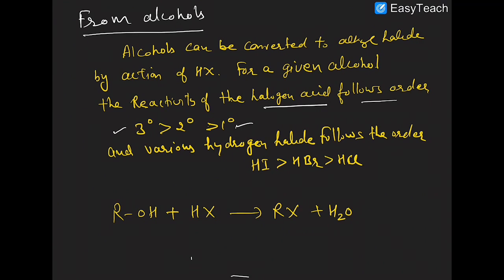Now what happens in case of ROH, that is alcohol, if it reacts with HX, it is either HCl, HBr or HI. This water molecule is lost along with this hydrogen, and you have the formation of the corresponding alkyl halide. It means if you take methanol, you will get methyl chloride. If you have propanol, then you have propyl chloride. So the corresponding alkyl chain is being formed here.